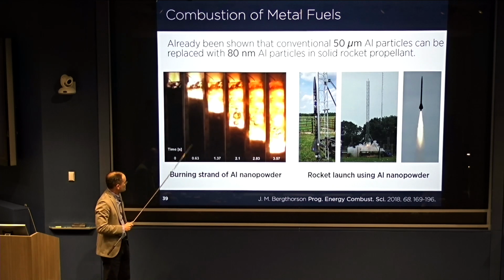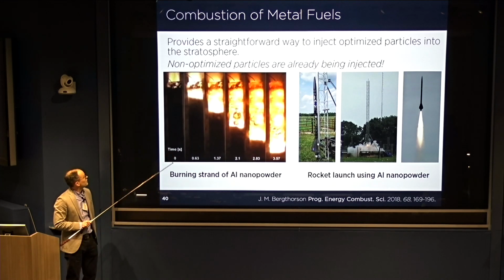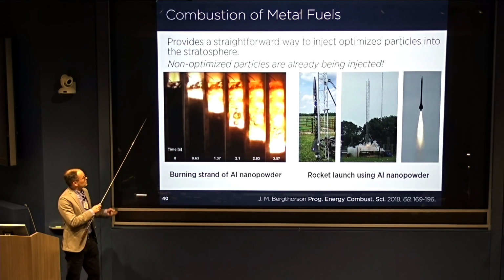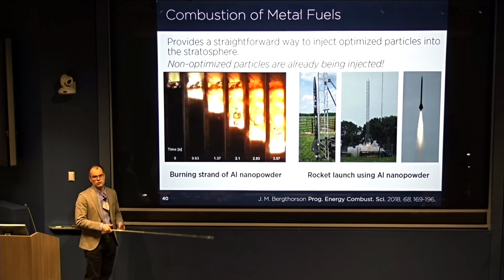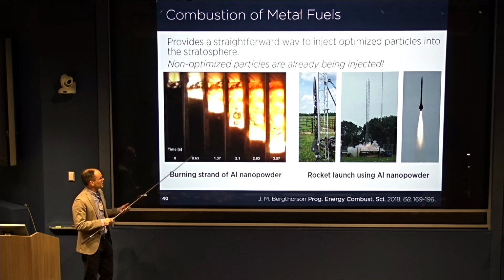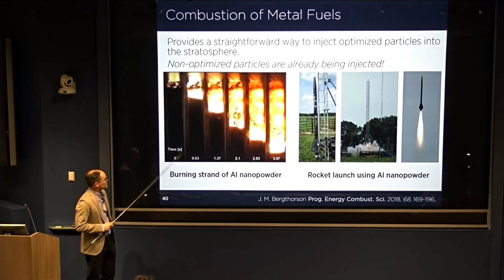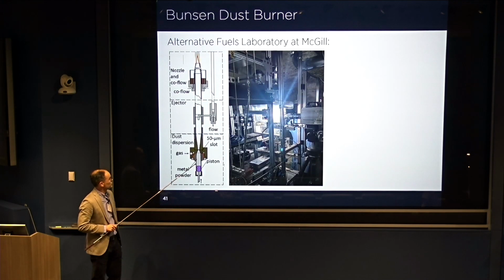So this is viable, and the appealing thing about this is that a lot of rockets using these solid-based alumina fuels are already going through the stratosphere. They're already injecting particles, say, aluminum oxide particles. It's just that they're not optimized. So why not optimize them? So that's where this project came out of. And this is being done in collaboration, as I said, with this alternative fuels lab at McGill.